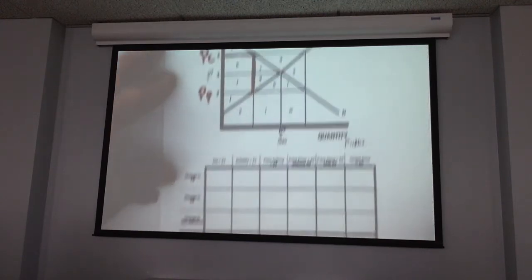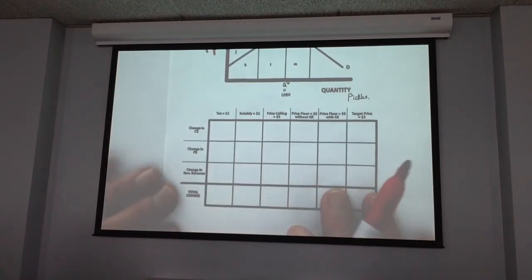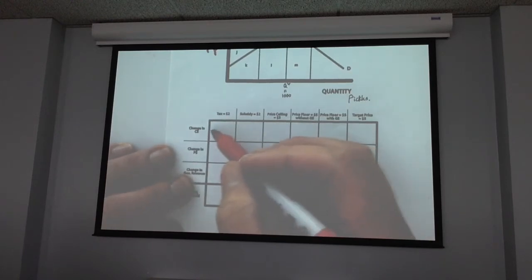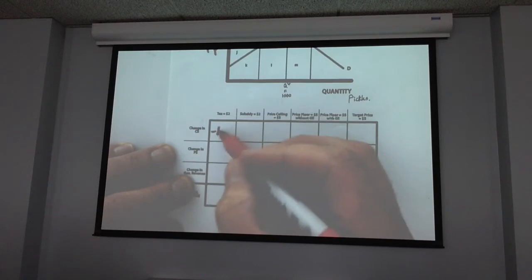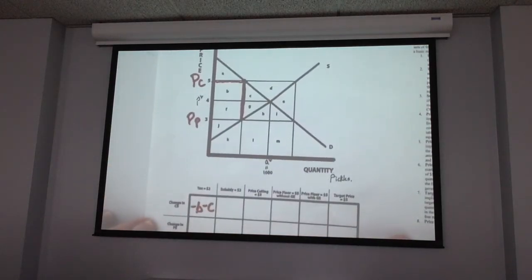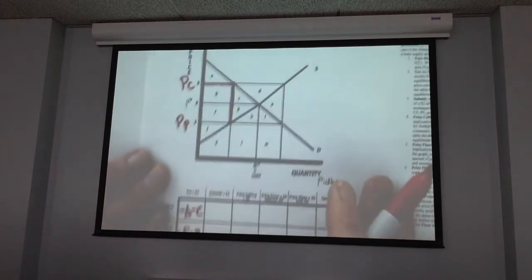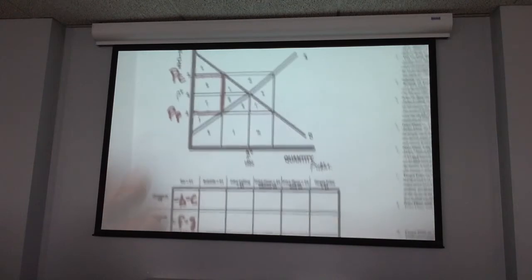And then we did our analysis downstairs here. The change in consumer surplus, we lost area B and C for consumers. Okay, we lost B and C. Producers lost F and G. But the government gained tax revenue of B and F. This is just a quick review of what we did last time.